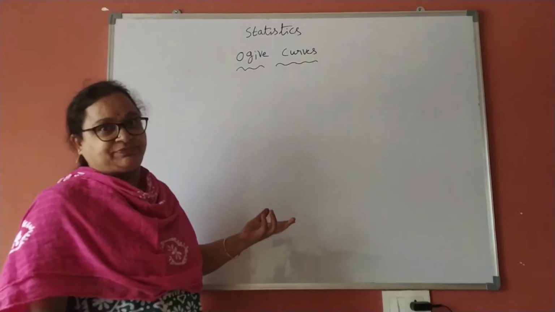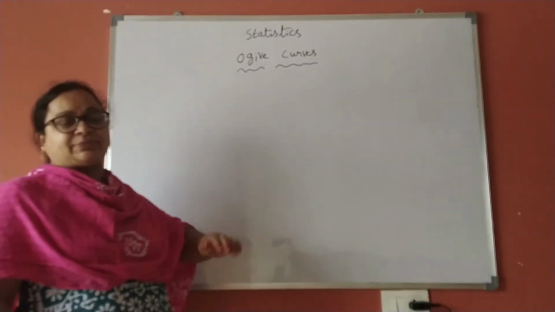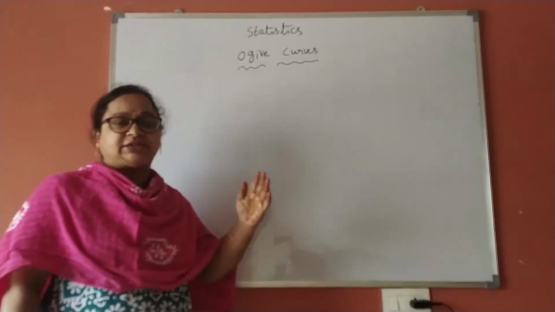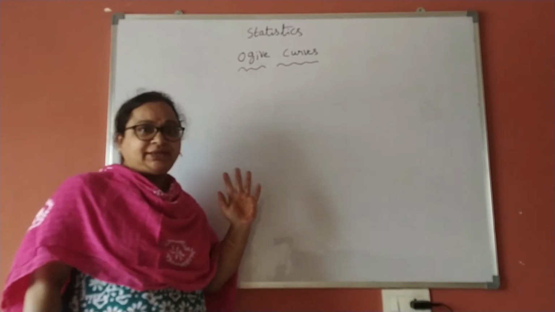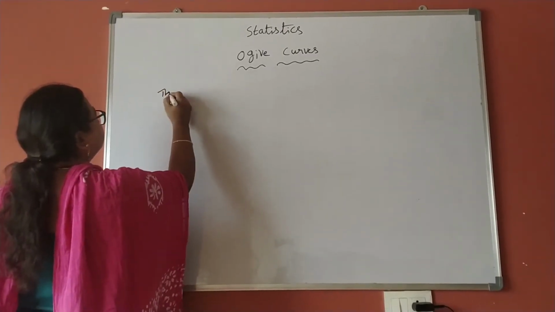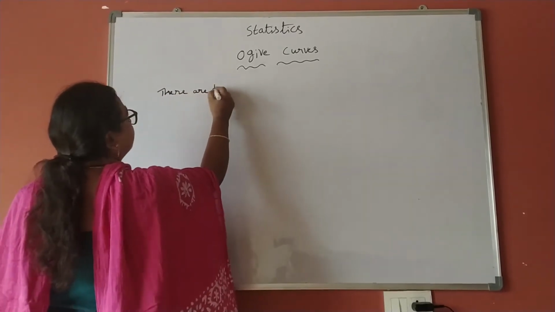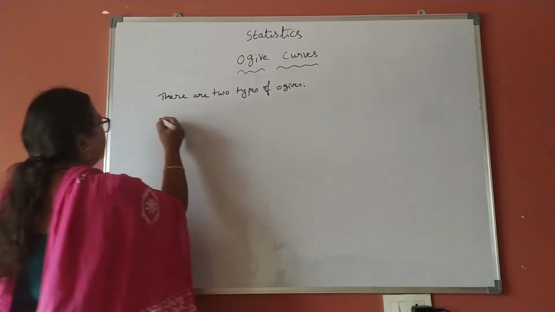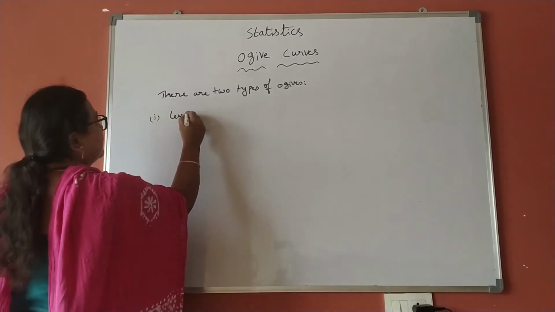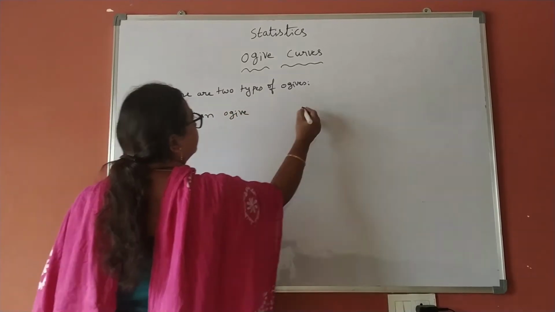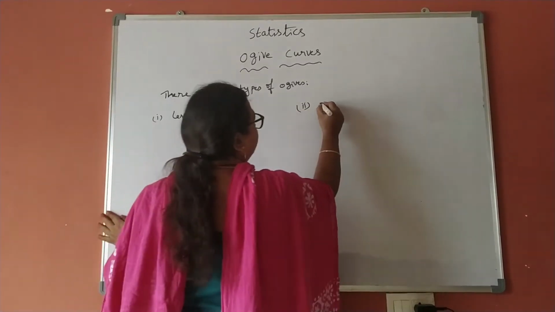What is an OGIVE curve? An OGIVE curve is the graphical representation of the cumulative frequency distribution in the form of a smooth, continuous freehand curve. There are two types of OGIVE curves. First one is less than OGIVE and second one is more than OGIVE.